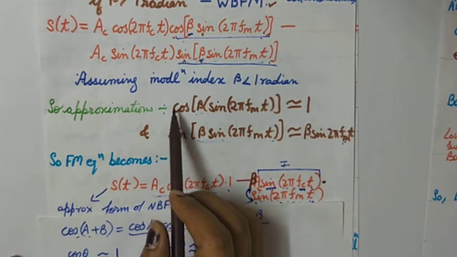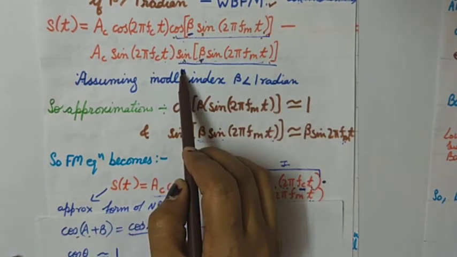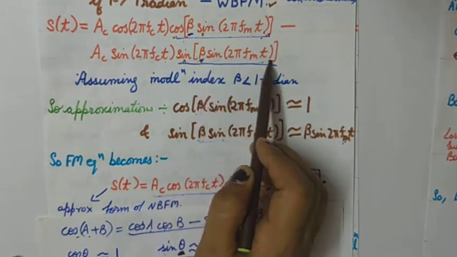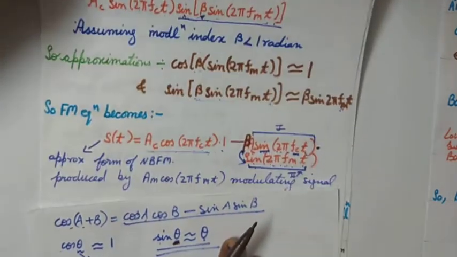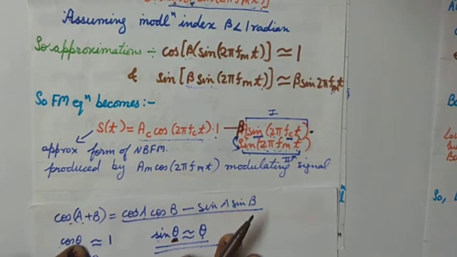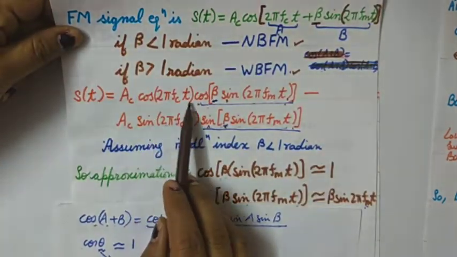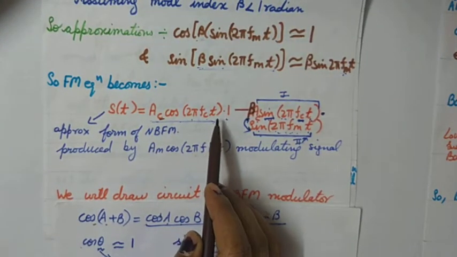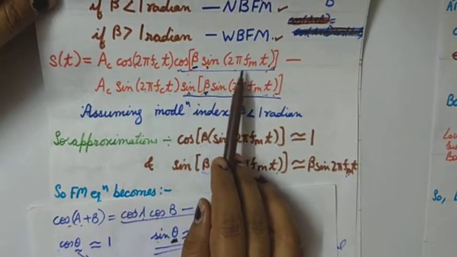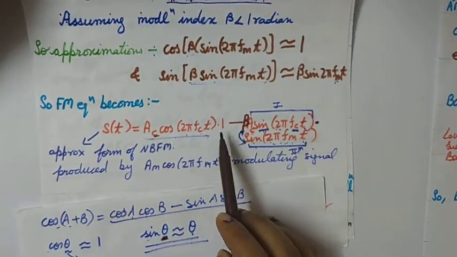So we are going to make two approximations. In place of this we are going to use 1, and in place of this we are going to use only the angle, that is beta sine 2 pi fm t. After making these approximations, the first term, Ac cos 2 pi fc t, will remain the same, and cos of beta sine 2 pi fm t we have replaced by 1. So I put this 1 here.